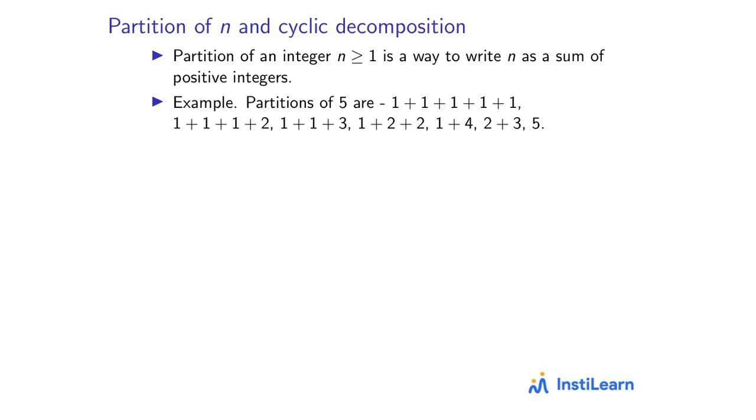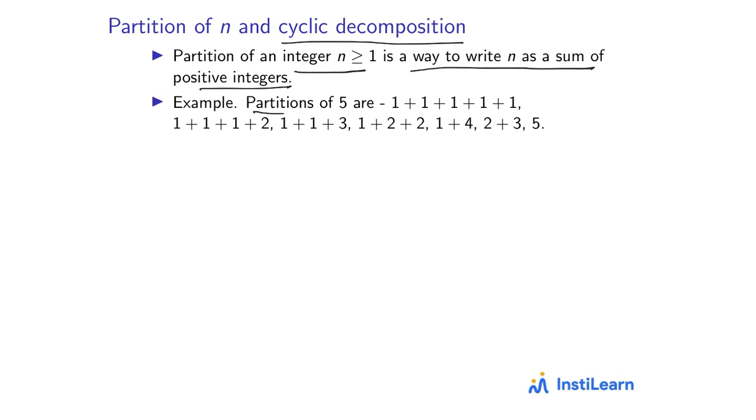Okay, so now we'll see how a partition of an integer n greater than or equal to 1 is related to the cyclic decomposition of a permutation and hence to the order of the permutation. So what is a partition of an integer? It is a way to write n as a sum of positive integers.